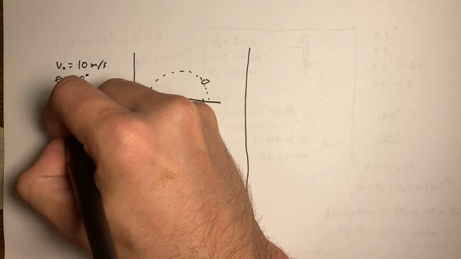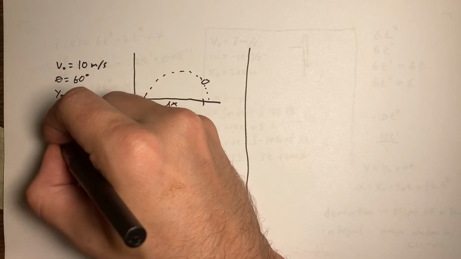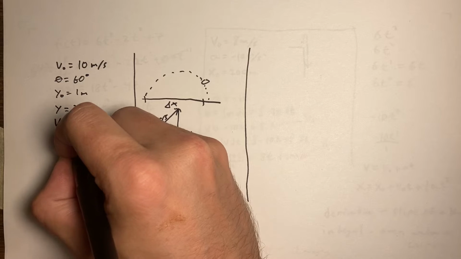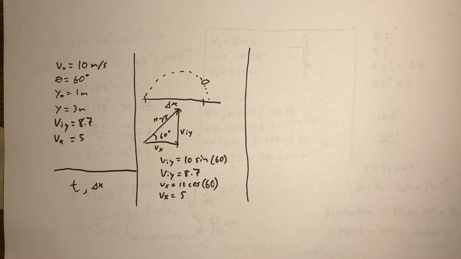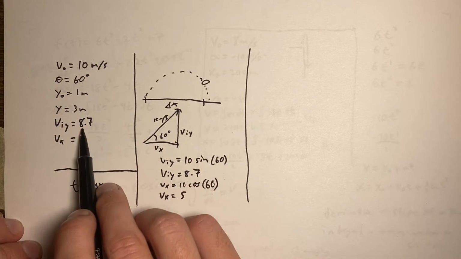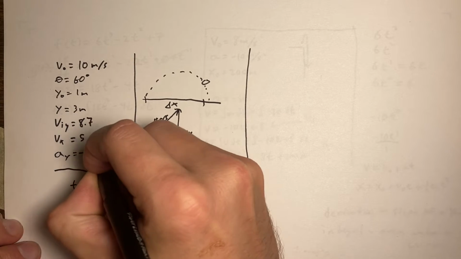So I'll put that down here. The initial y speed is 8.7. The speed in the x direction doesn't change, so this would be 5 meters per second. And I should be able to solve this. Okay. So I know my initial y position, final y position, initial y speed, and I know that it's accelerating in the y direction at negative 10 meters per second squared.